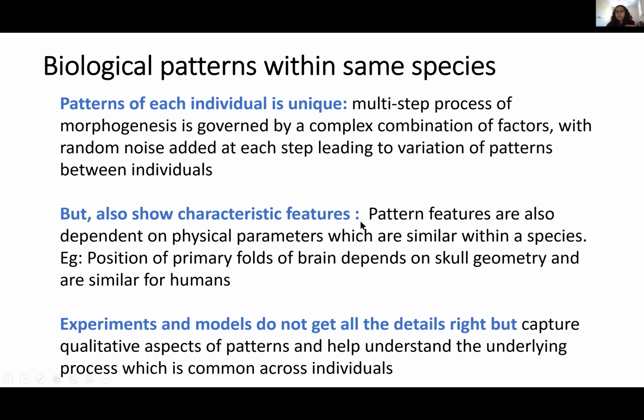But it's also true that within the same species there are some characteristics of these patterns that are identical. One example would be that the primary fold of the brain is in similar positions across all humans, or across all individuals of a particular species. These patterns are dependent on physical parameters, and in a particular species the physical parameters can be expected to be similar.